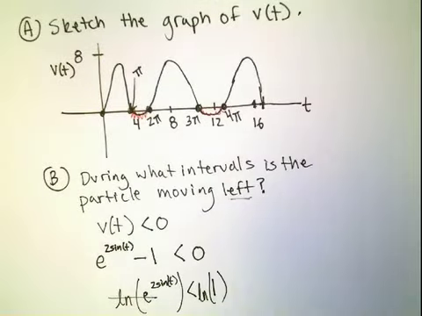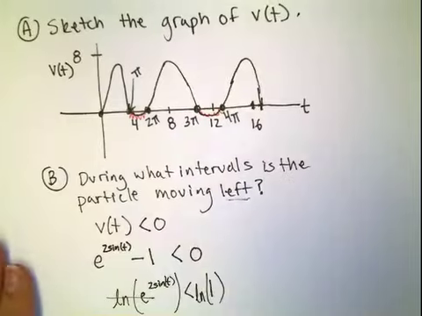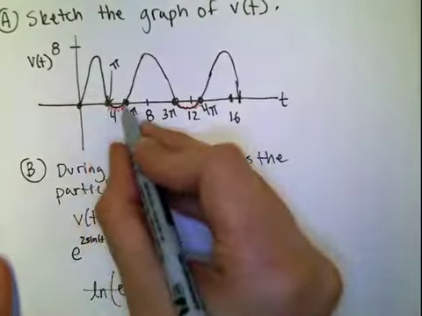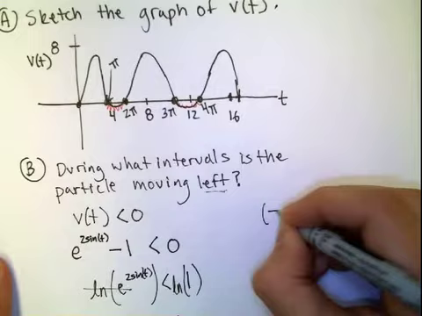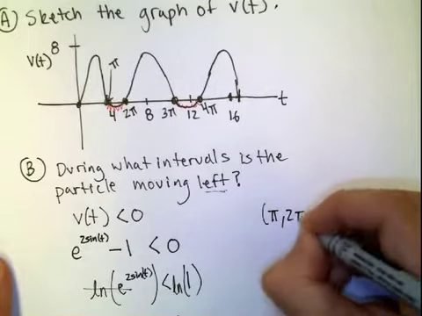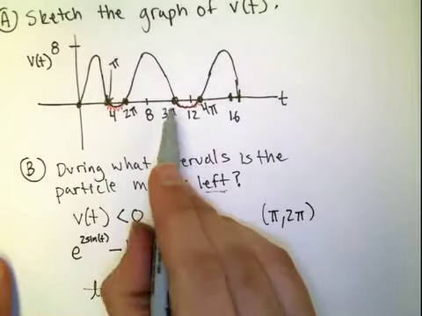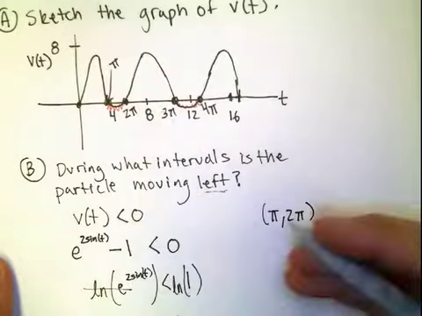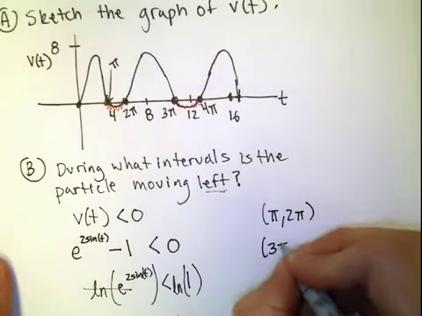So we got pi, 2 pi, 3 pi, 4 pi, which means when is the particle moving left? Well, this little interval down here from pi to 2 pi, and then this other interval over here from 3 pi to 4 pi.